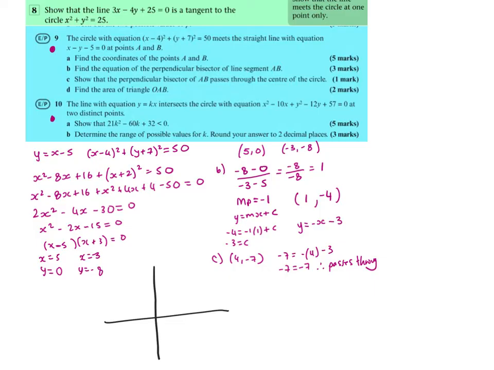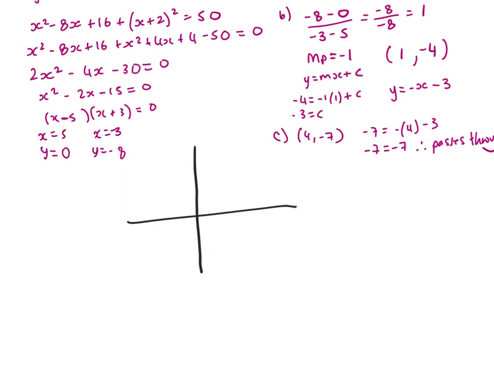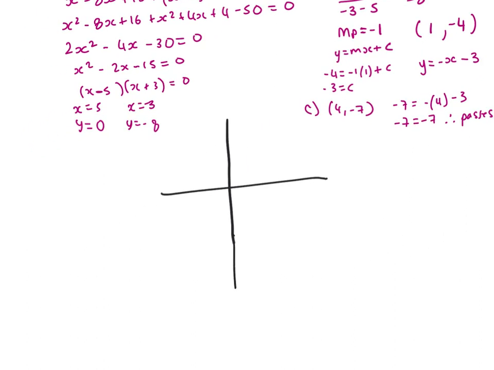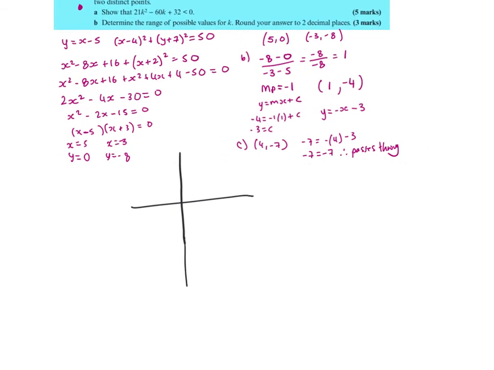Wait there, let's start this again. I need to draw this. I think I need to really go in here. Right. So, what do we know? The centre is (4, minus 7). 1, 2, 3, 4. 1, 2, 3, 4, 5, 6, 7. Okay, so that's actually going to be here.